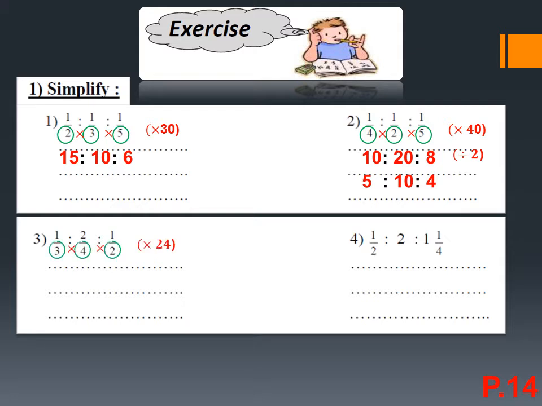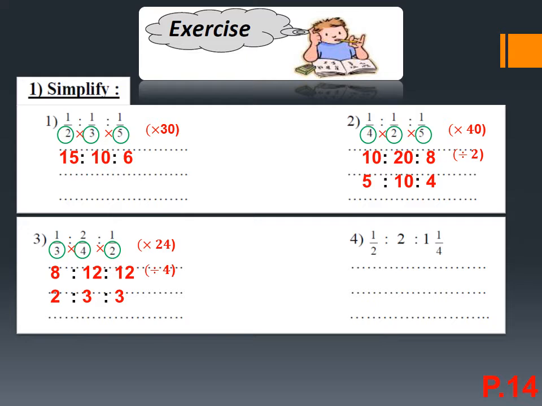1 over 3 to 2 over 4 to 1 over 2. Circle the three denominators, multiply all of them. 3 times 4 times 2 equals 24. Multiply each fraction by 24 to change it into whole numbers. 8 to 12 to 12. Divide all of them by 4. 2 to 3 to 3, and this is the simplest form.